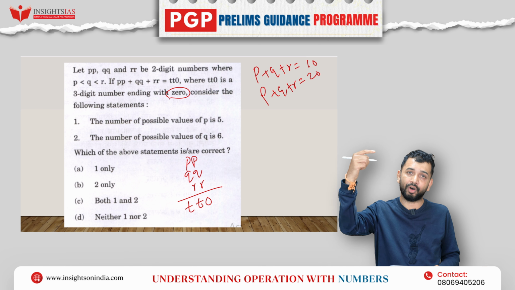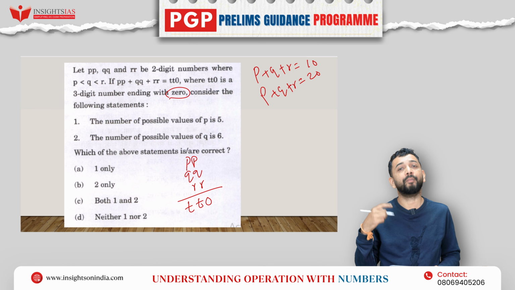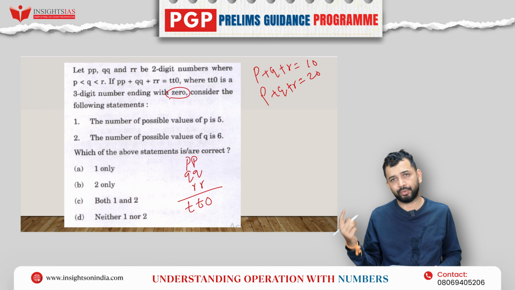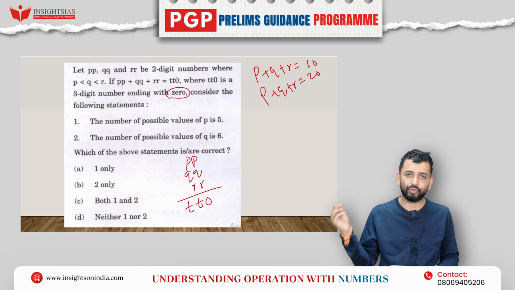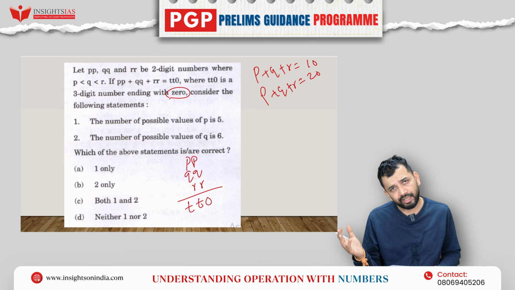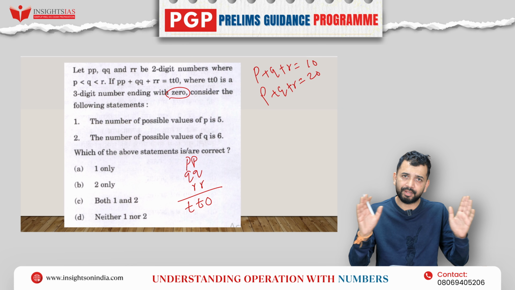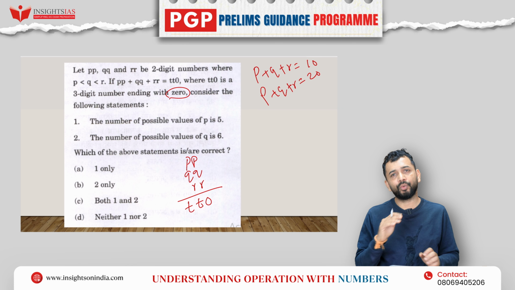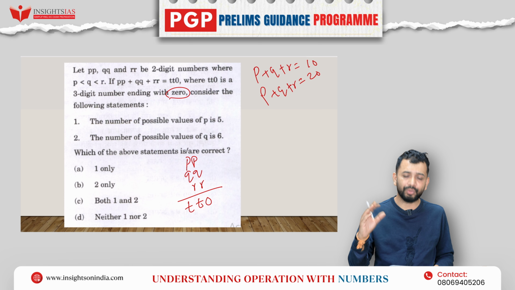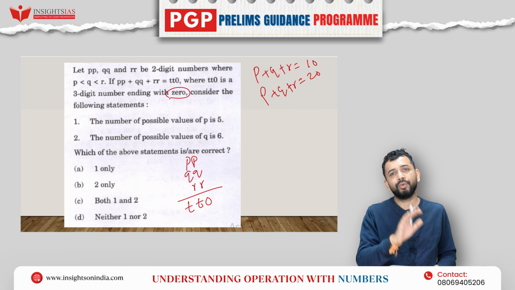Because even if all the digits are 9, 9, 9, the maximum sum of the 3 digits will be 27. So 30 is not a possibility. Either it has to be 10 or it has to be 20. That is the basic understanding I have got. Now that I know it is 10 or 20, we will divide them.